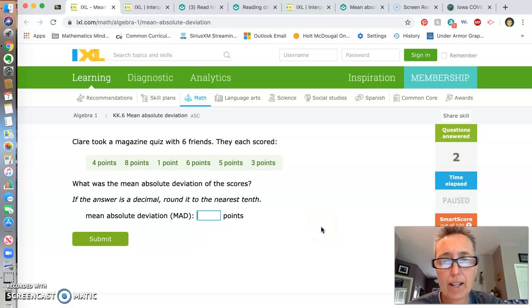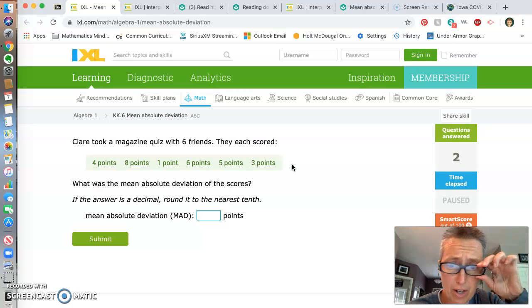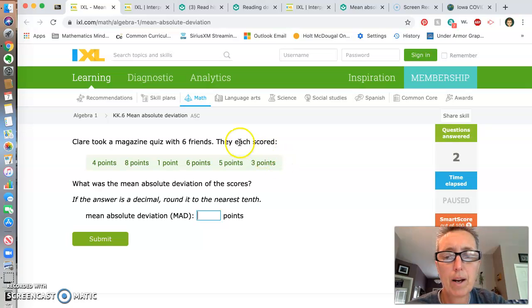All right, this IXL link is easier than the ones you're going to get on the red whistle. Not that they're that hard, there's decimals and there are more numbers. If you haven't watched the first video that talks about mean absolute deviation and tells you how to do them, you need to do that. All right, so I'm not going to answer this question. I'm going to come up with the answer, but I'm not going to submit it.